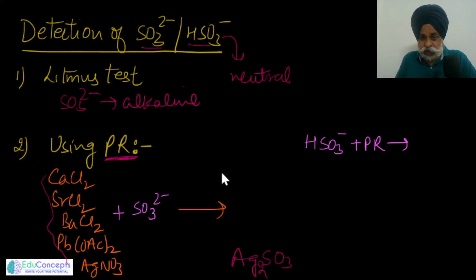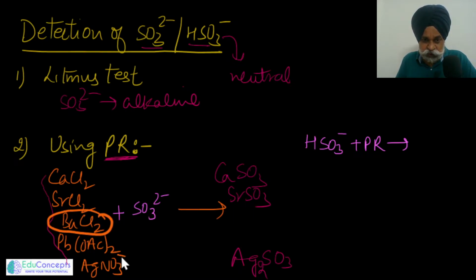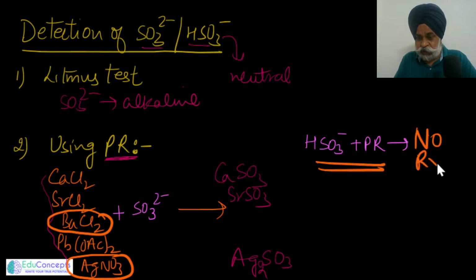You can use calcium sulfite or strontium sulfite. Basically, most of the time you have to focus on these two precipitating reagents mainly. Bisulfite ions, just like bicarbonates, give no reaction. They will remain in the filtrate as a water soluble species.